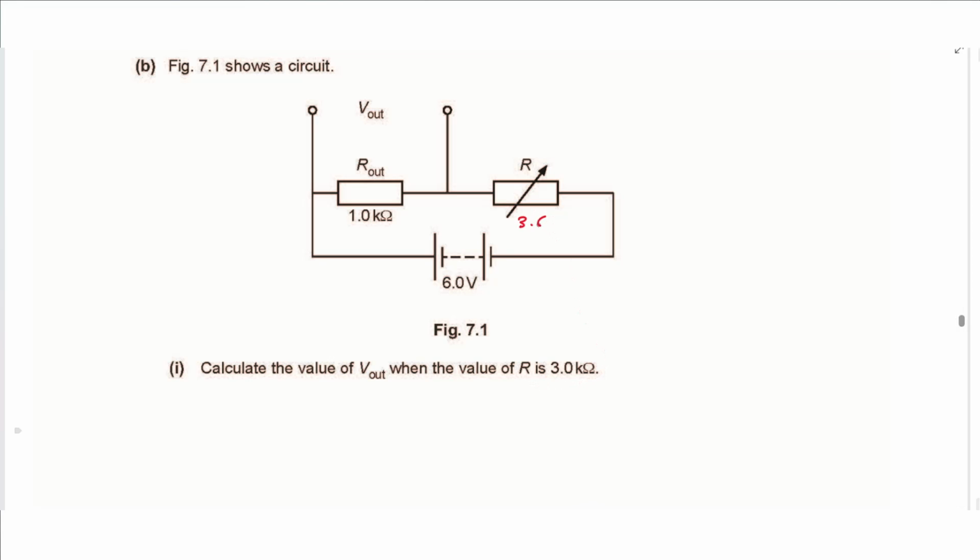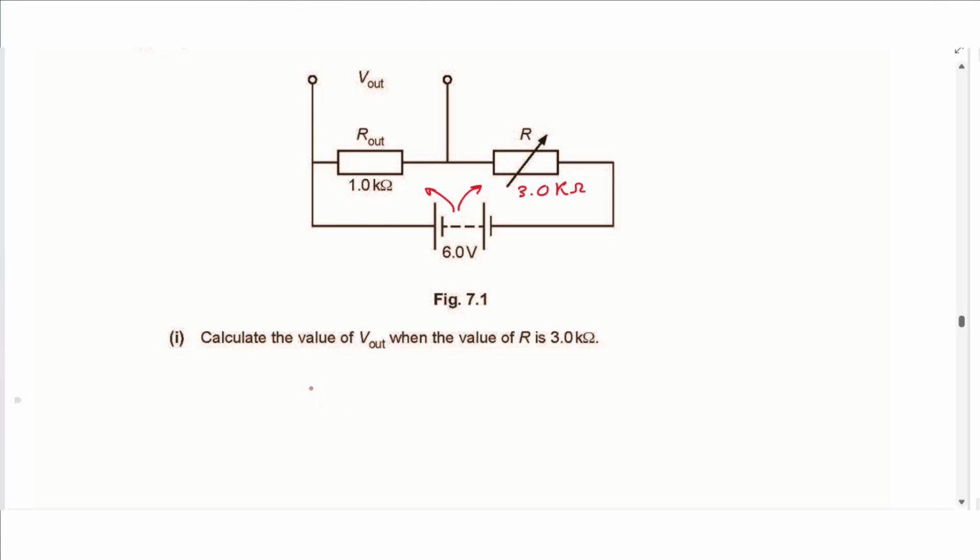So we have here 3 kilo ohms connected in series with a 1 kilo ohm resistor, and they are in series with a 6-volt battery. So the 6 volts is divided on the two resistors proportionally. So we can use cross multiplication. We can say that the 6 whole volts are provided to 3 plus 1, that's 4 kilo ohms.